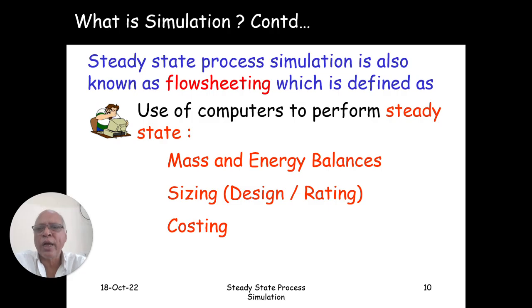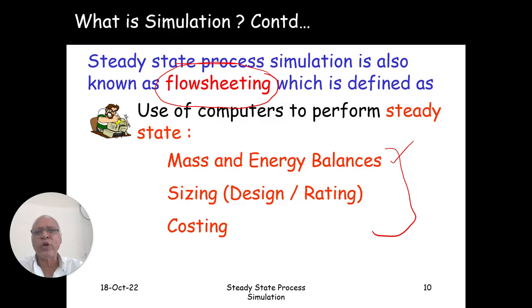Now coming to the typical definition of process simulation, you can say flow sheeting is a synonym for steady state process simulation. I am restricting to steady state conditions for the time being. Most of our chemical processes are going to be designed to operate under steady state conditions. So under steady state, using a computer to perform some of these calculations is what is meant by process simulation or flow sheeting. You should be in a position to do mass and energy balances, sizing, design or rate equipment, and also perform costing calculations.